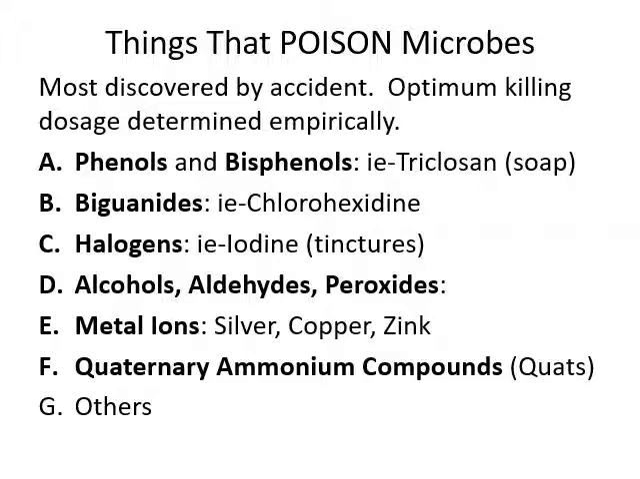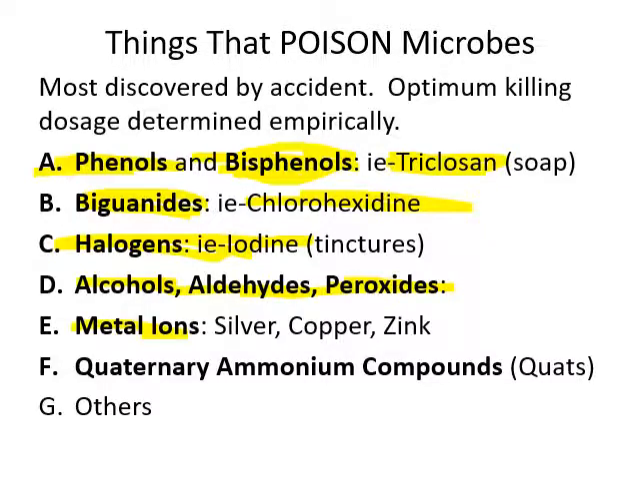Phenol, some of you that have taken chemistry have been exposed to phenol. You know, phenol is a very harsh chemical. And there's a related chemical called bisphenols. And some of those bisphenol chemicals go under brand names like triclosan. Right, so triclosan is found in many antimicrobial soaps. Okay, there's another class of chemicals called biguanides, for example chlorhexidine, that's another brand name. The halogens like iodine and other things will kill certain bacteria, as will alcohols, aldehydes, and peroxides. We'll talk about those.